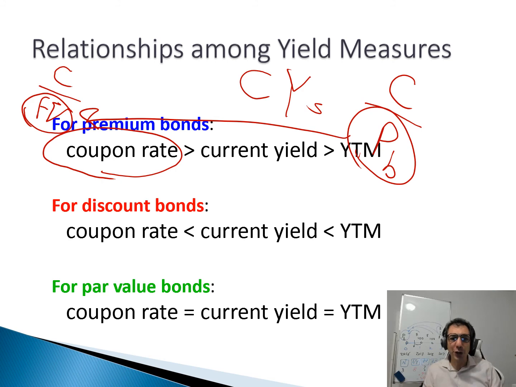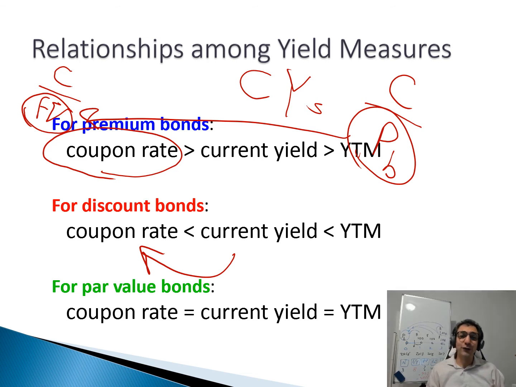With the same argument, you can say for the discount bond, the current yield is greater than the coupon rate. We already talked about that before. Since the coupon rate is always greater than YTM for the premium bonds, you can go with this argument that the coupon rate is greater than the current yield and the current yield is greater than YTM for the premium bonds. When it comes to discount bonds, YTM is always greater than the current yield and the current yield is greater than the coupon rate.